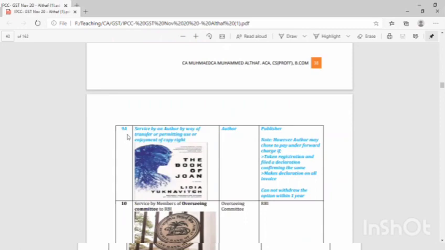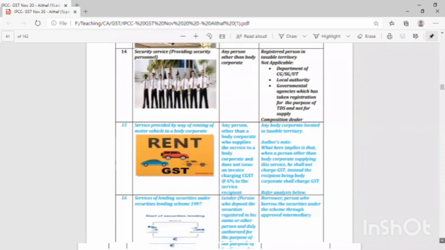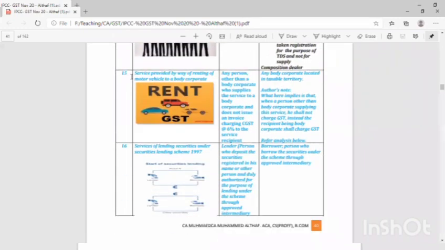Entry number 9 says that the author is the supplier, the publisher is the recipient, and the publisher shall pay the GST under RCM. But they have given a relaxation here: the author may choose to pay. That is an option given to the author. That means the supplier may choose to pay the GST under forward charge mechanism. But there are some conditions, that is, the author must be a registered person, etc. So that is the amendment that happened in RCM. There are no other amendments. Now these two amendments, entry number 15 and 16.